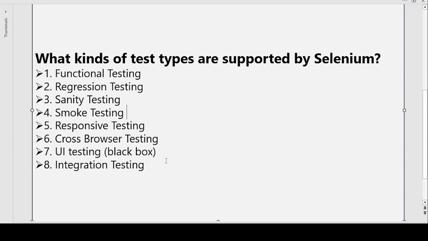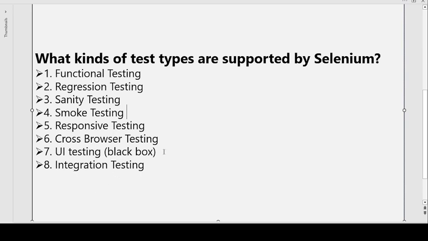Whatever functionality is developed by the developers, we have to test here in UI testing whether it works according to the customer requirement in the user interface. That is also known as black box testing. Black box testing is mostly performed by manual testers. And the last one is integration testing.